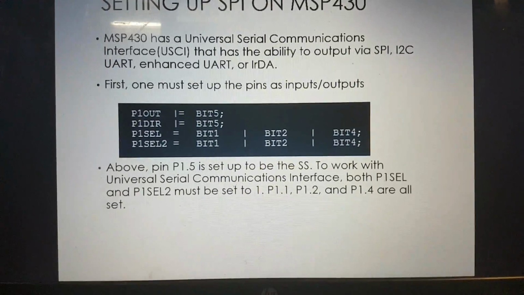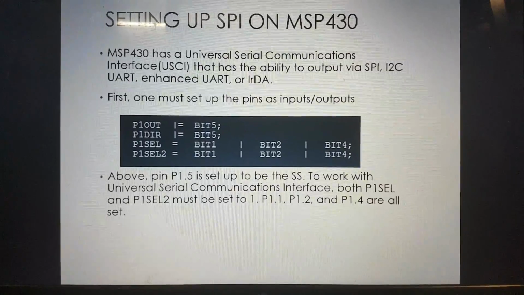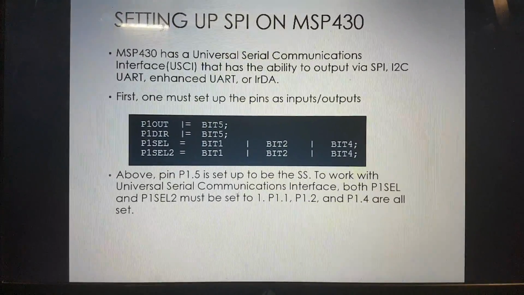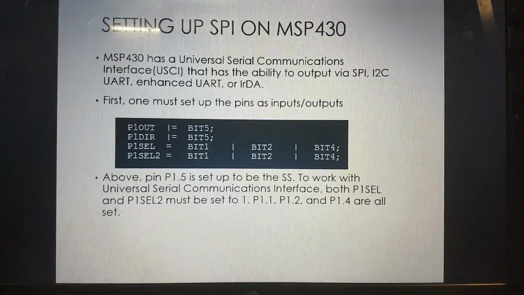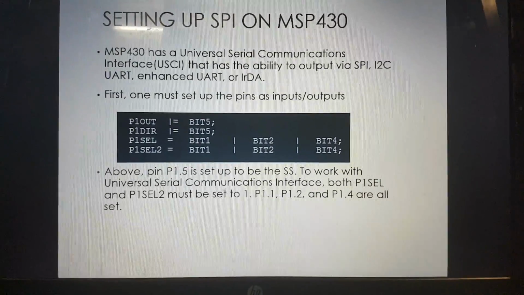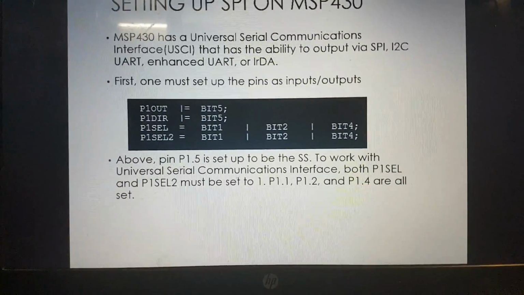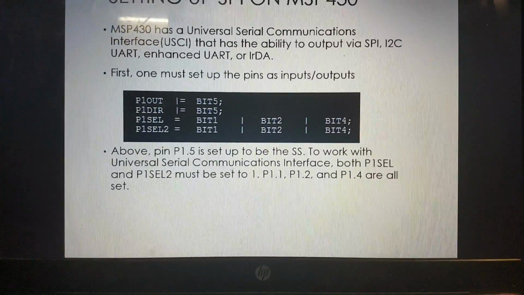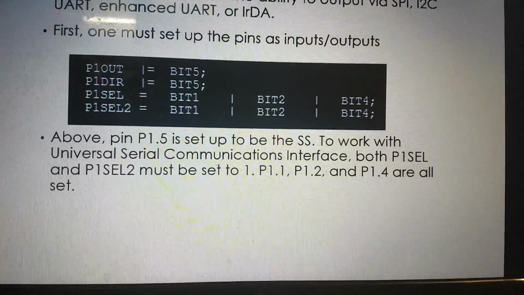Okay, now we shall see how we can set up an SPI on MSP430. As we know, there is a USCI, the Universal Serial Communication Interface, and it has the ability to output via the SPI or UART, which is enhanced UART. So we have to configure the pins. As you can see in the diagram, we have configured P1OUT to be bit 5, adding it to the existing value, and P1DIR is also done the same, we are going to add it to bit 5.